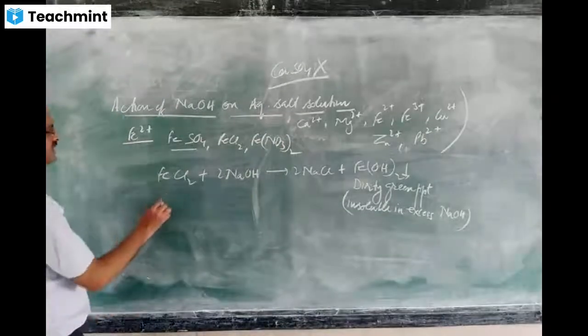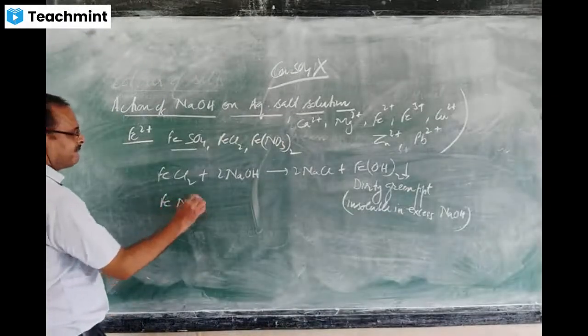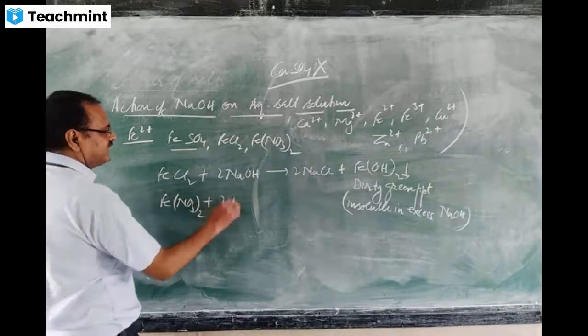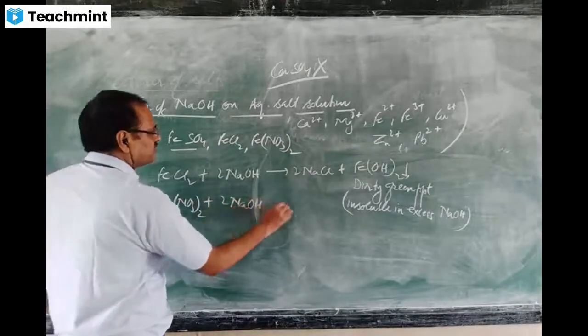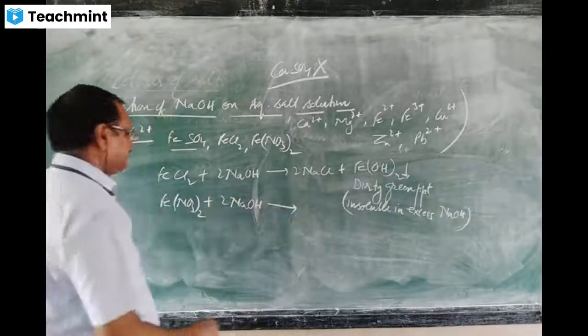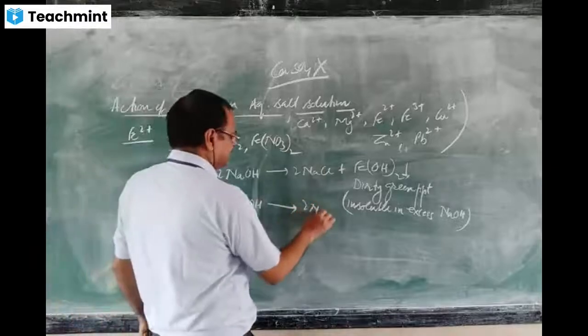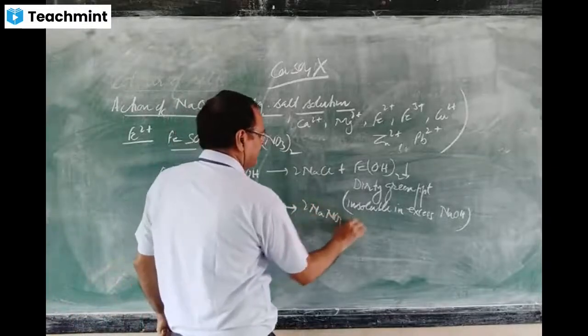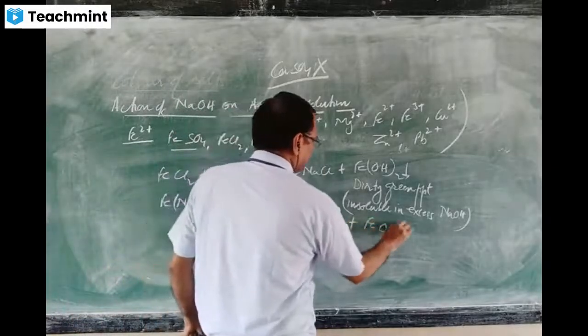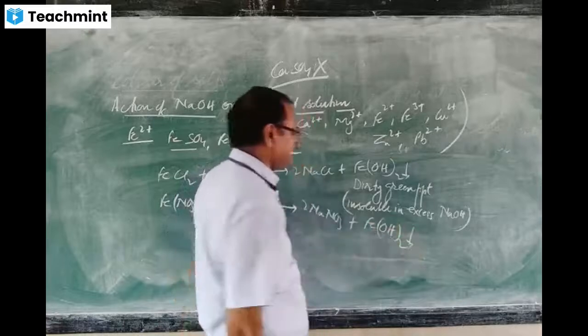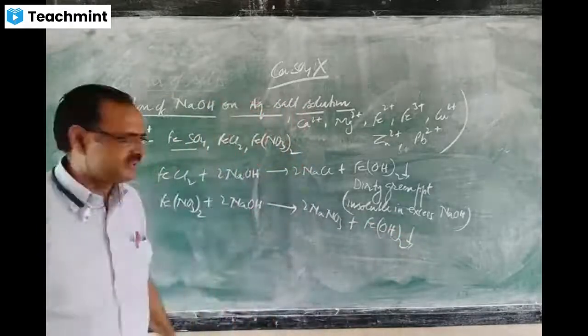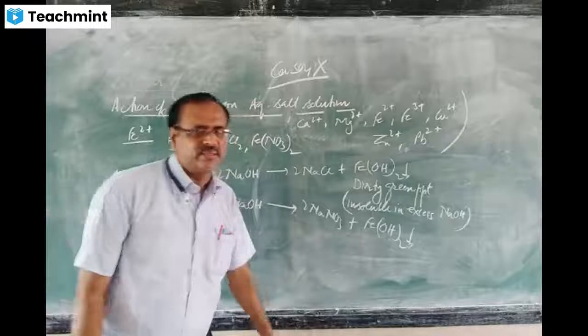Now the next one is ferrous nitrate. In ferrous nitrate, when sodium hydroxide solution is added, we will get sodium nitrate and ferrous hydroxide. What is the color of the precipitate here? Dirty green precipitate. It is insoluble in excess sodium hydroxide.